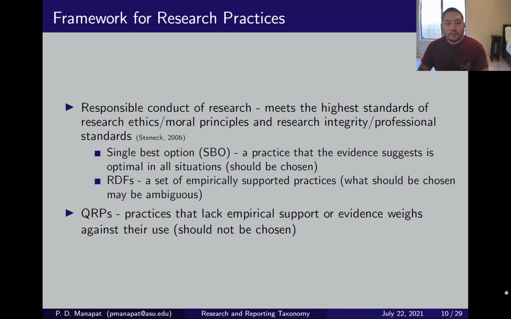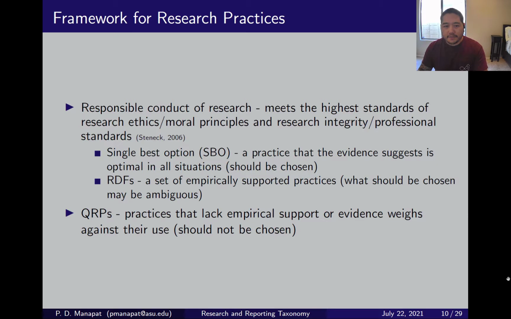Okay, so starting with the framework for research practices. For responsible conduct of research, we define this as research practices that meet the highest standards of research ethics, moral principles, and research integrity and professional standards. And there are two types in our taxonomy. The first one is the single best option, or SBO, and this is a practice that the evidence suggests is optimal in all situations. So this is the option that should be chosen if it exists.